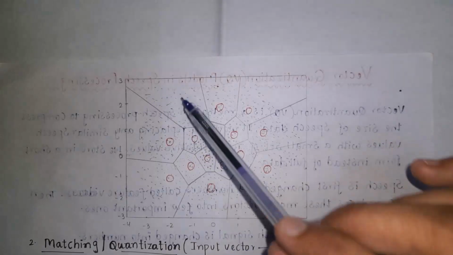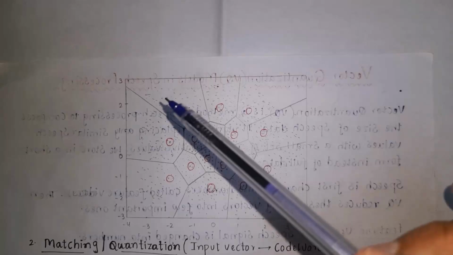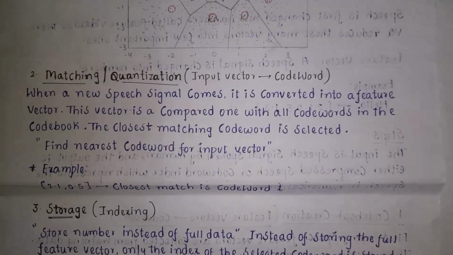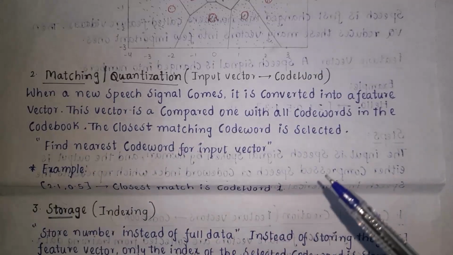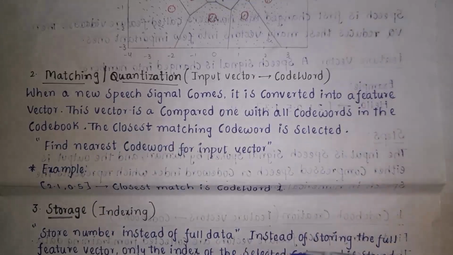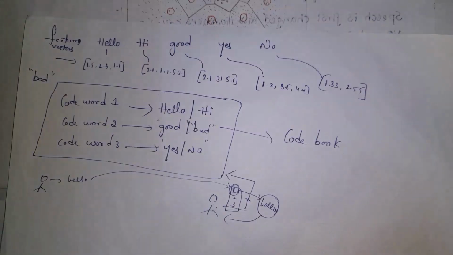Here small dots represent our feature vectors. There are so many code words where all vectors are grouped based on similarities, and all these code words represent the codebook. And step 2 is matching. We also call it quantization, where whenever we speak, our new speech is placed in a particular code word. So when a new speech signal comes, it is converted into a feature vector. This vector is compared with all code words which are in the codebook, and then the matching code word is selected. For example, whenever I speak bad, based on similarities, it is placed in code word 2. I already explained this example.